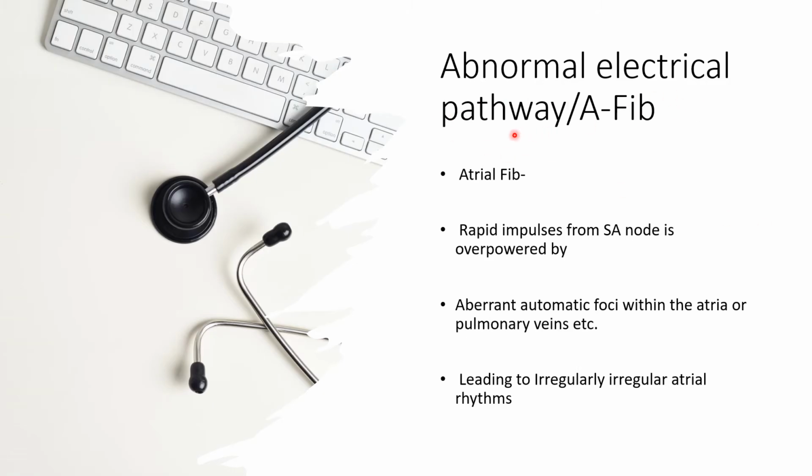Now, the abnormal electrical pathway when it comes to AFib. In atrial fibrillation, we are dealing with rapid impulses, with the sinoatrial node overpowered by aberrant automatic foci within the atria or pulmonary veins. We can now see where the trouble is, leading to irregular atrial rhythms, not ventricular rhythms, irregular atrial rhythms.